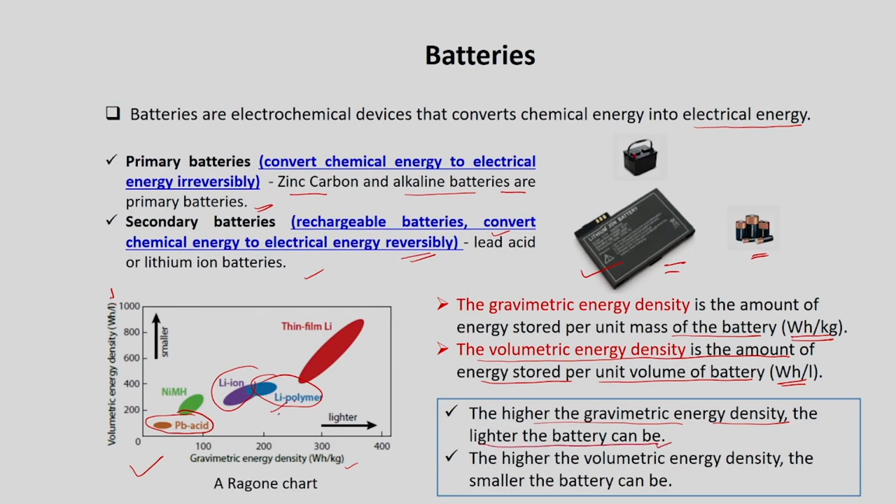That is why lithium ion and lithium polymer batteries are lighter than lead acid batteries, and the higher the volumetric energy density, the smaller the battery size. At the same time, the size of lead acid batteries is larger compared to lithium ion batteries, as you can see here. So, this chart is normally used to compare the characteristics of different batteries.